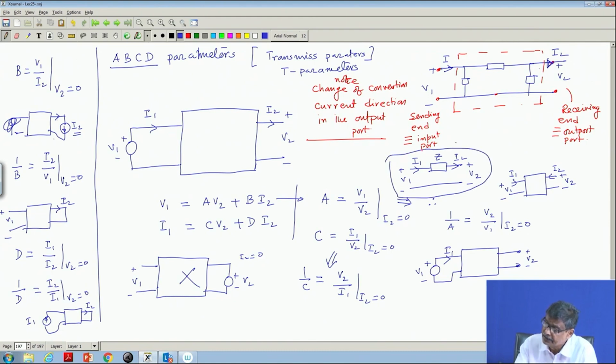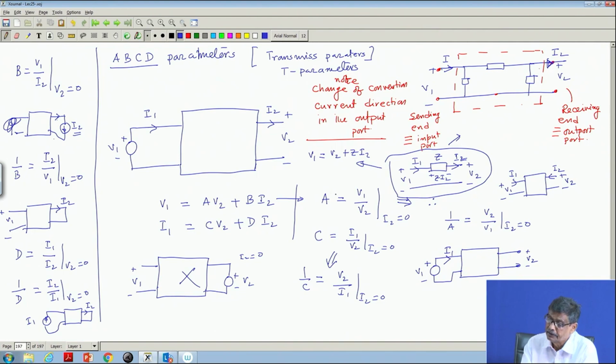Now, to find out the ABCD parameters of this network, you need not do all the shorting and so on. You try to see that the first thing is V 1 for this network. What is V 1? This voltage V 1 will be nothing but V 2 plus Z into I 2, is it not? V 1 is equal to V 2 plus Z into I 2. One equation is obtained.